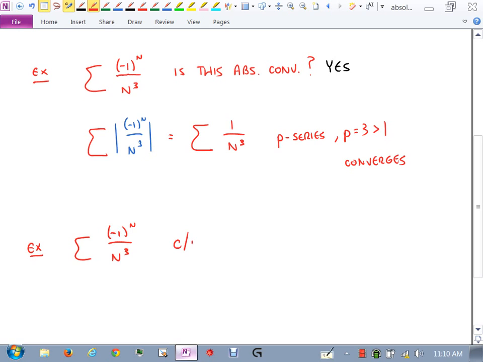So converge or diverge? You tell me. I'm not asking you absolute convergence or divergence. I'm saying convergence or divergence. Okay, how are you going to convince me it's not? It's alternating, yes. How do we check to see if an alternating series is convergent or divergent? Alternating series test, right? We have a test for it.